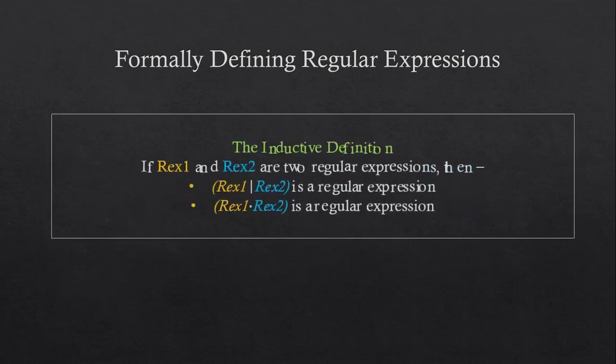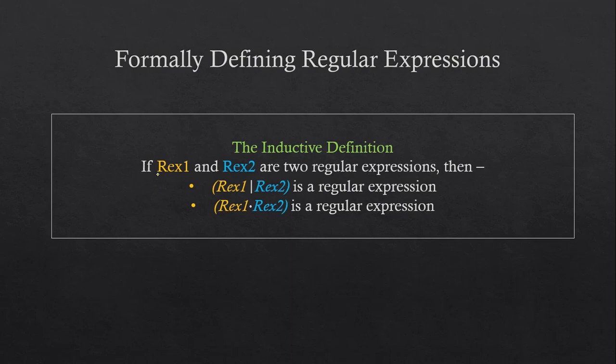So here is how we are going to grow. This is our first inductive step. Let's say rex1 and rex2 are two regular expressions. Don't bother about what exactly these expressions are. Let's just say they are expressions that satisfy all the conditions of regular expressions we have seen so far. If rex1 and rex2 are two regular expressions, then the inductive step says that rex1 or rex2 is a regular expression as well. Similarly, rex1 concatenate rex2 is also a regular expression.